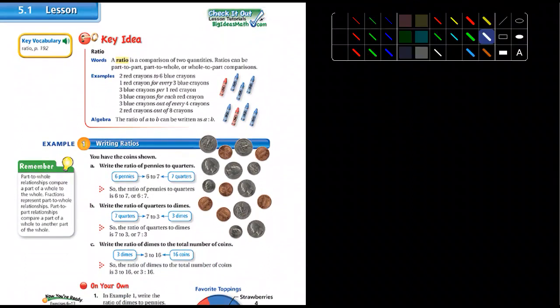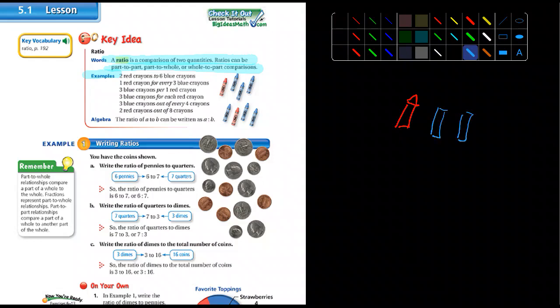Let's move down a little bit further here. This is important. It says a ratio is a comparison of two quantities. And the ratios can be part to whole, or whole to part comparisons. So I'm looking at this first example here, and it says there's 2 red crayons to every 6 blue crayons. Well, let's say I have a red crayon right here. Okay, here's my red crayon.